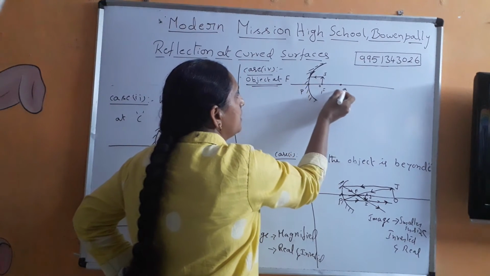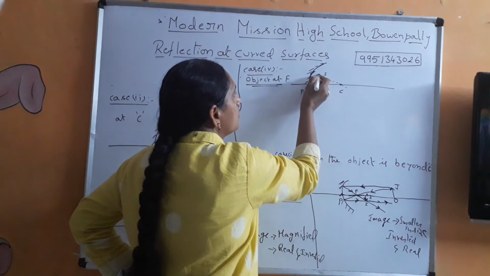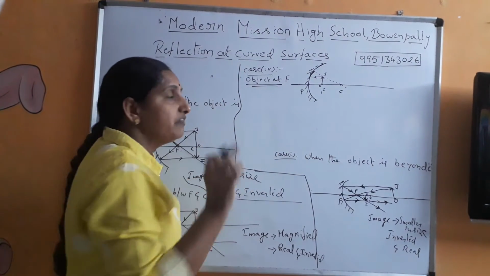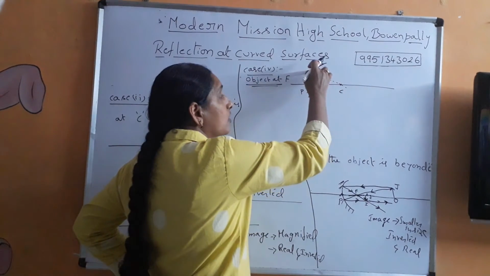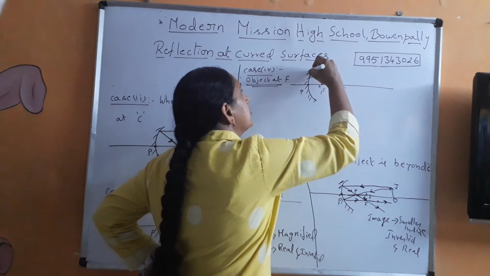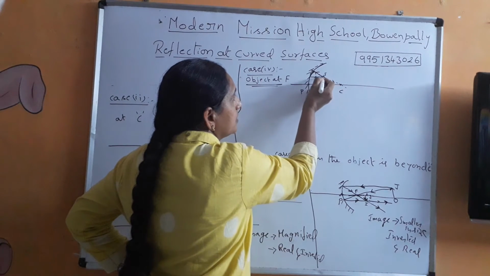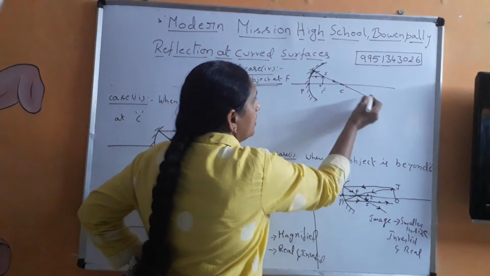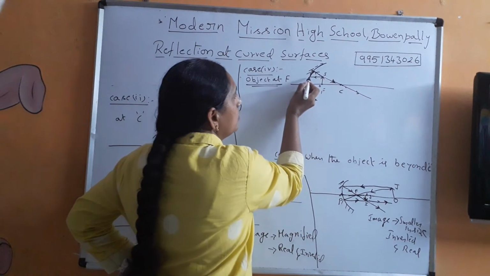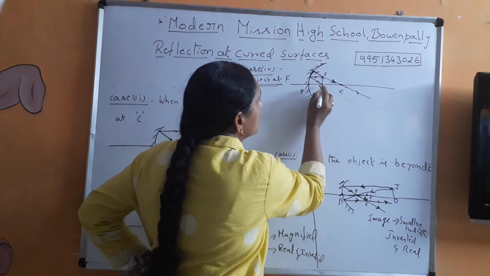Let me draw it along the normal. Normal passes always through the center of curvature. And what is the third rule? Whenever a ray is incident along the normal, it comes back along the same path. So let me take this ray now here. And now therefore the reflected ray also comes here like this. The reflected ray passes through the center of curvature along the same path. And here what is the rule? It should pass through the focus.